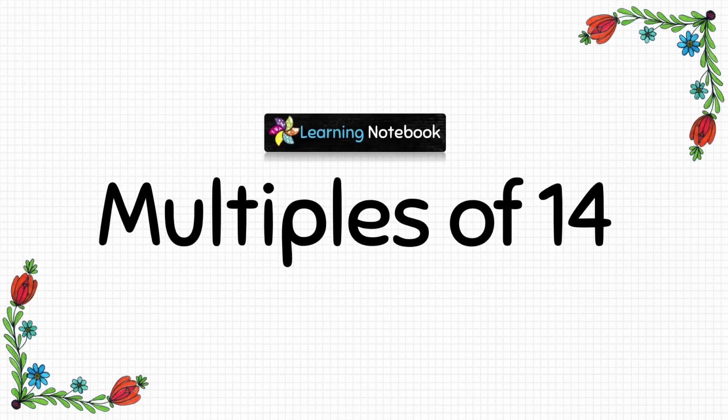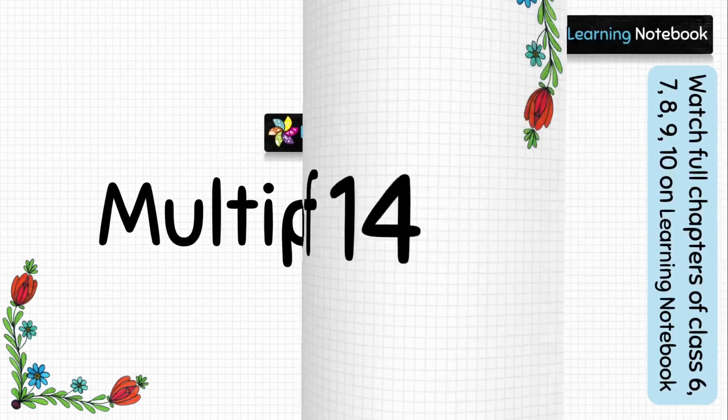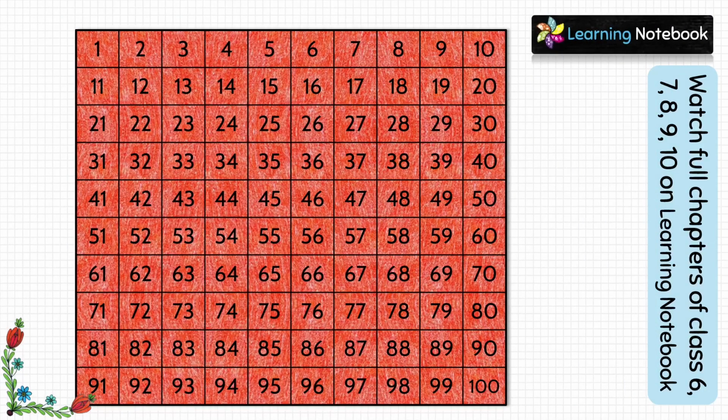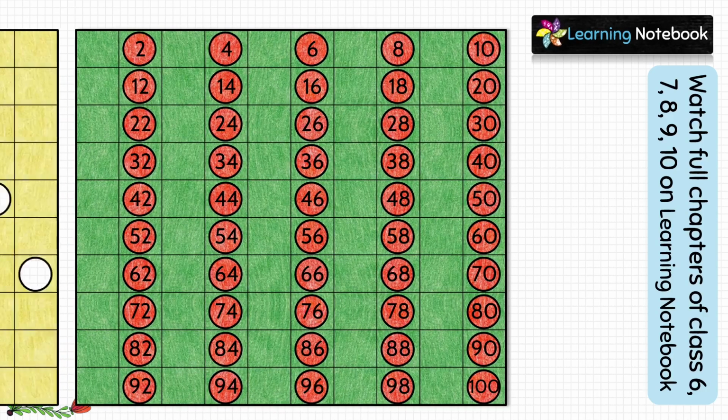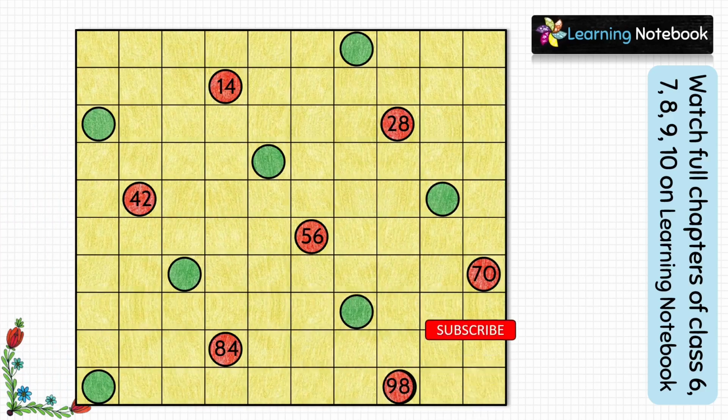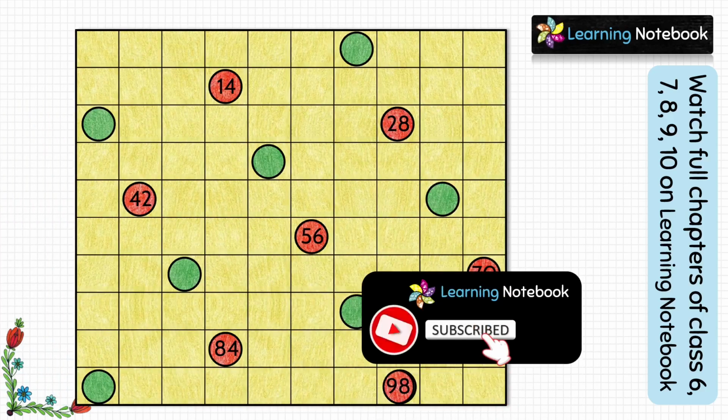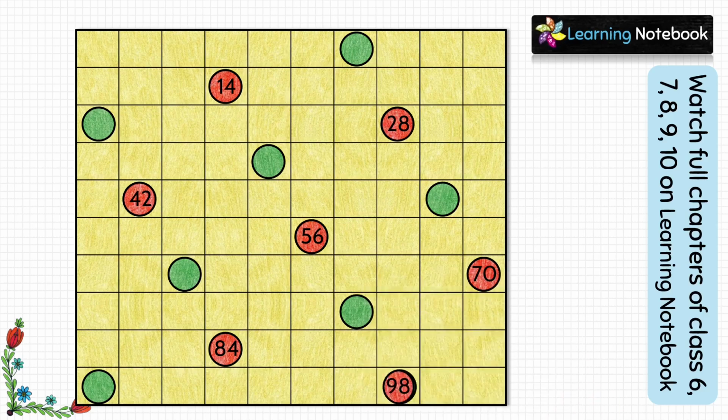Now we will find multiples of 14. Since 14 is a multiple of 2 and 7, we will first place the green grid and then the yellow grid to get multiples of 14, which are 14, 28, 42, 56 and so on till 98.